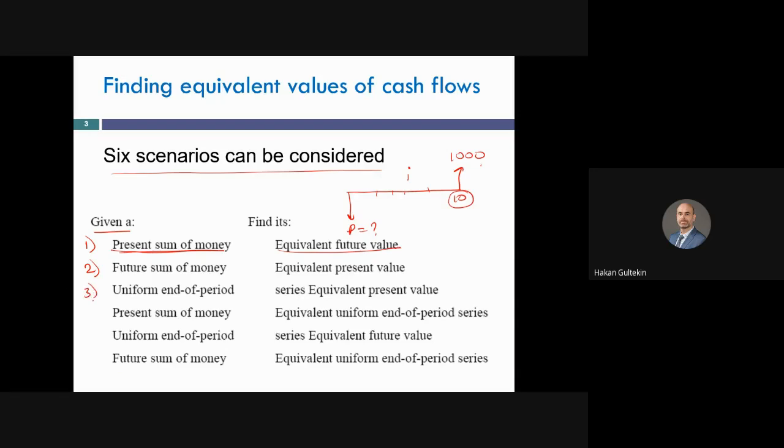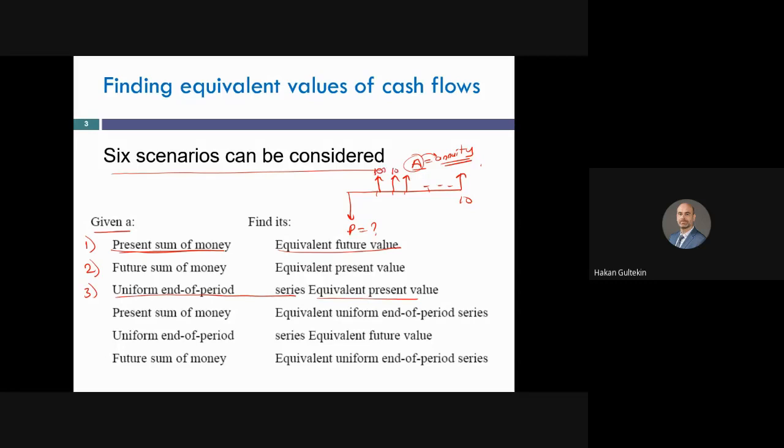The third scenario, we know uniform end of period series, and we want to find its equivalent present value. What do I mean? So we may have such, let's say, equivalent payments at each period for 10 years, an equivalent payment. And we will represent these equivalent amounts with A. It is the annuity or annual payment amount. This A comes from this annuity. Okay, so we will represent the equivalent payment amount as A.